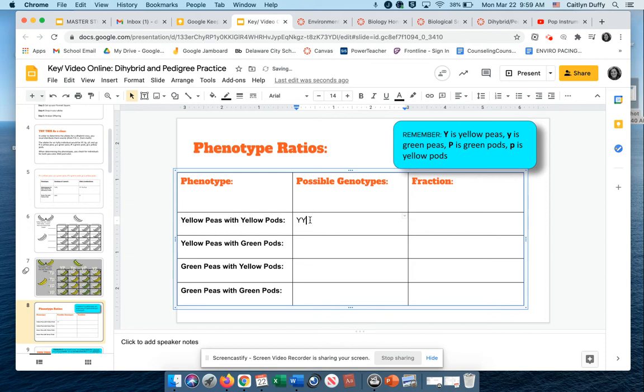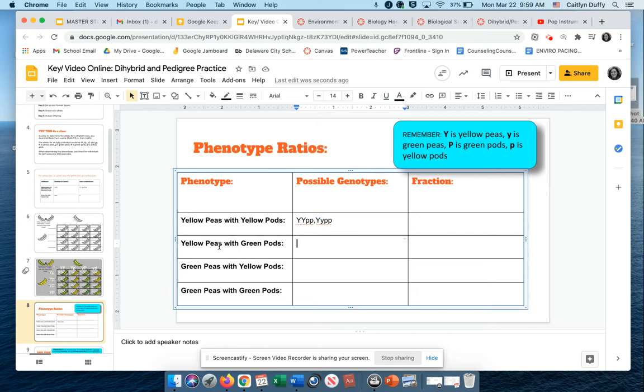We could have big Y with yellow pods. Yellow pods are little p. So the only way we can get yellow pods is by having two little p's, okay? Now, you can also have big Y, little p, because it can be heterozygous for yellow peas because it's dominant, okay? We'll come back to that.